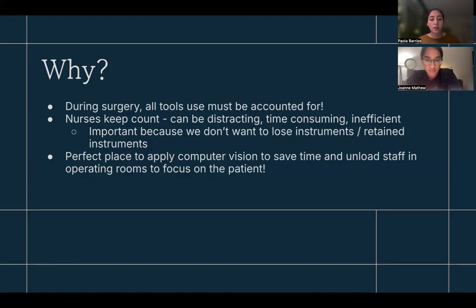Basically, during surgery, it's important that all the tools being used are accounted for, meaning the count before the operation must equal the count after the operation. This is important for a couple of reasons: you don't want to lose your instruments, but mainly you don't want to leave an instrument behind in the person's body. The nurses in the operating room currently take a lot of time out of the operation and out of their job to count the instruments and make sure that at all moments they have the correct instrument count and that nothing's being left behind.